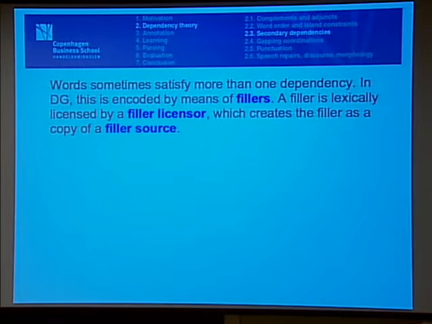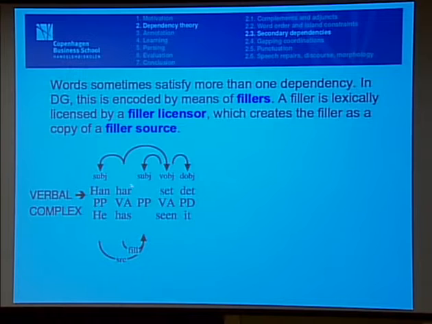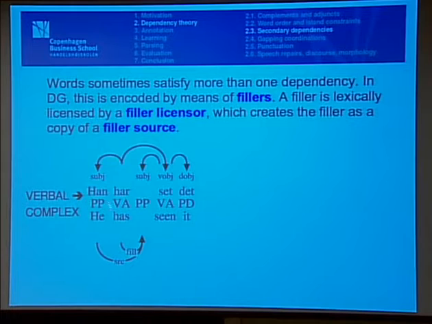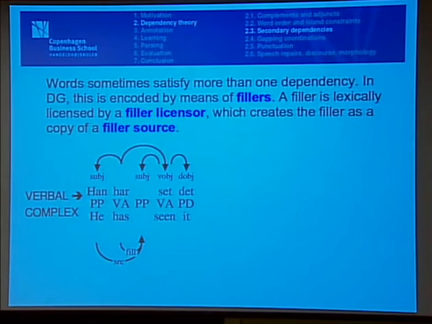Maybe I should just go quickly through the rest of the talk and just say that sometimes we have more than one dependency for each word. For example, if we have "he has seen it," we have two verbs, "has" and "seen," and both of them require a subject, but there's only one subject in the sentence. So we need to account for this in some way, and we can do that by creating these fillers that Jason mentioned in the beginning of the talk, which are licensed by this word.